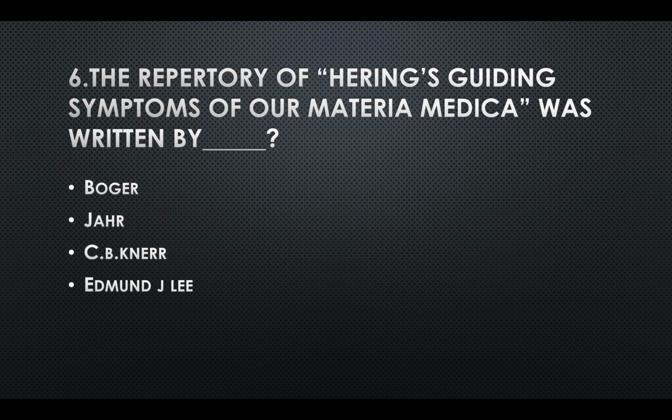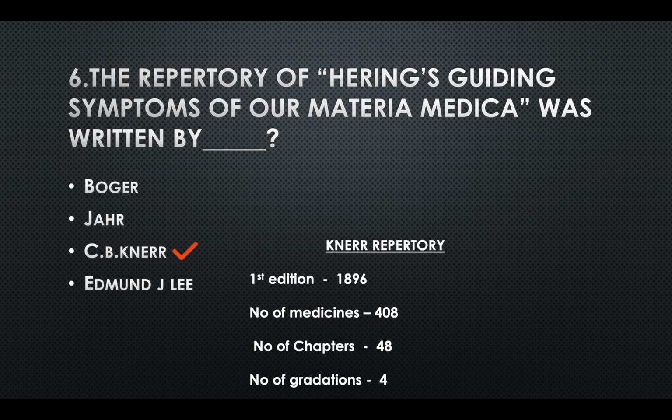The repertory of Hering's Guiding Symptoms of our Materia Medica was written by: option A Boger, option B Jahr, option C C.B. Knerr, option D Edmund J. Lee. Answer: option C C.B. Knerr. Knerr repertory, first edition 1896. Number of medicines 408, number of chapters 48, number of gradations 4.